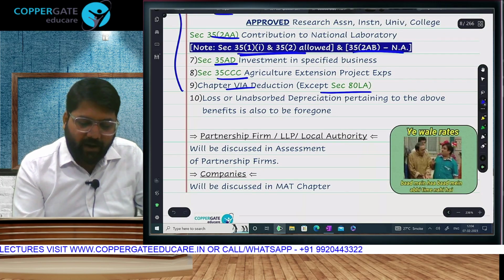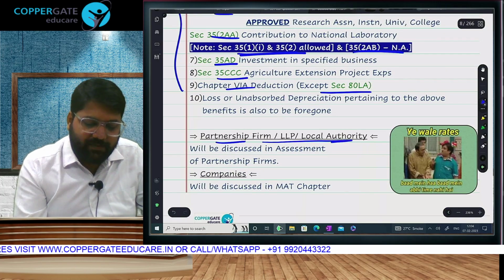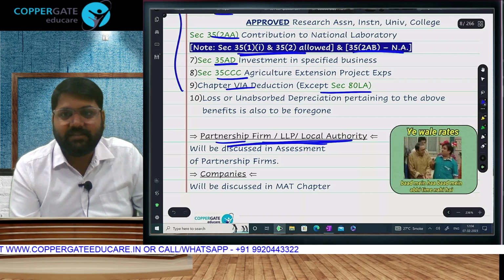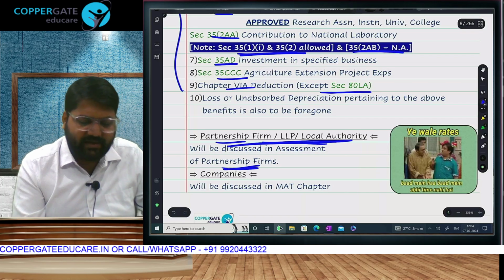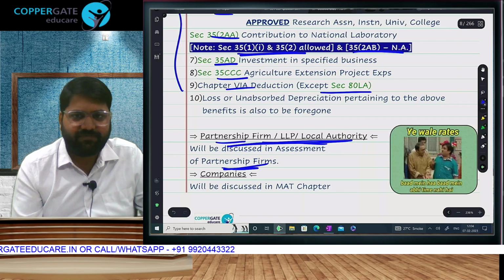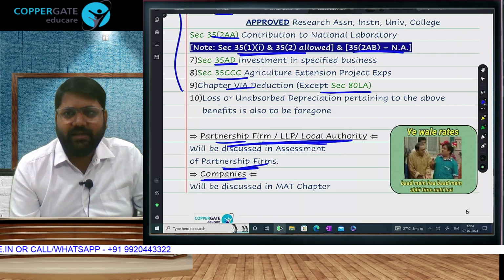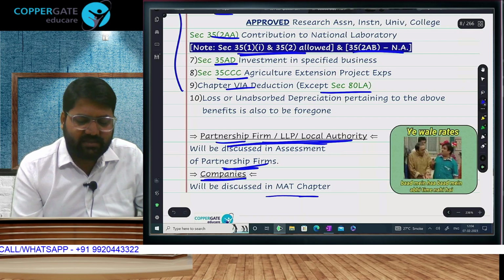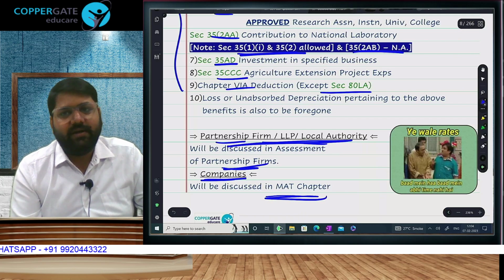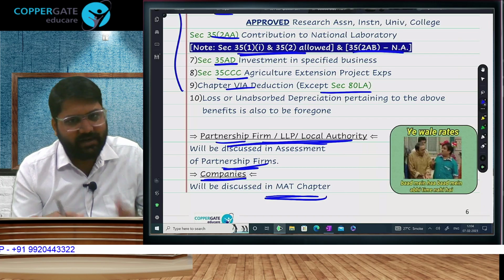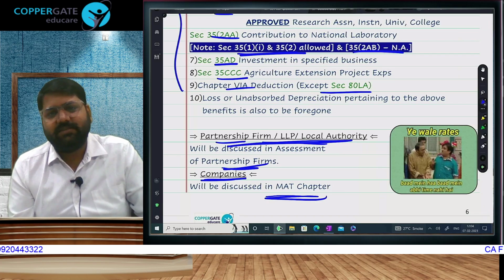As far as partnership firm, LLP and local authority are concerned, their rates are the same, but I will be discussing them later in the chapter on assessment of partnership firms. Likewise, the company tax rates, both the old regime as well as the new regime, 115BAA and BAB, will be discussed in a chapter called minimum alternate tax. So later, not now. Later on we will be discussing these rates.